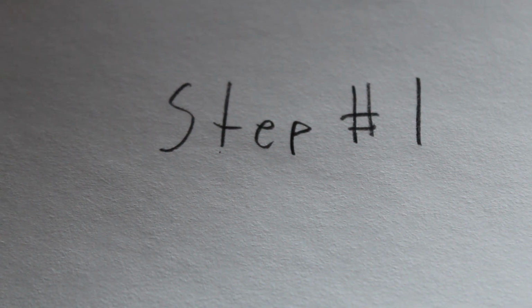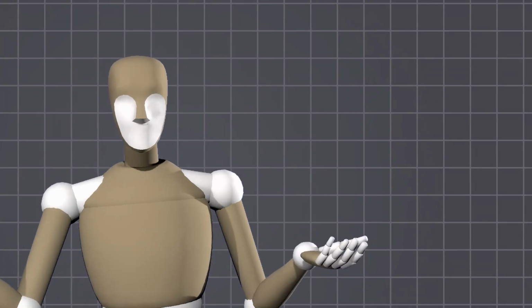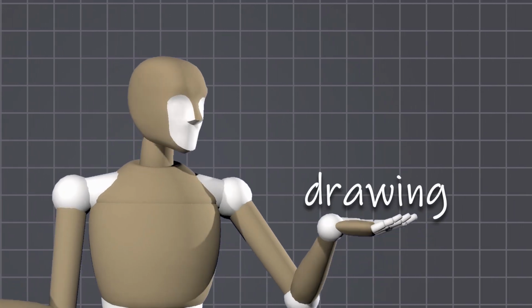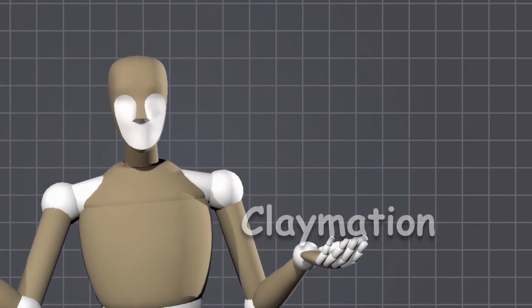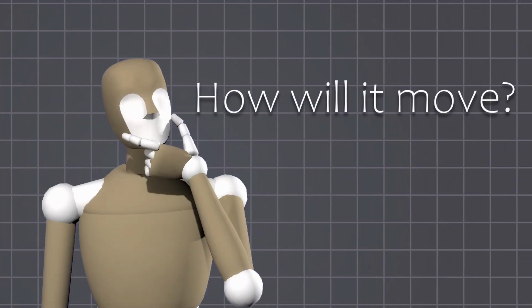Step one is basically just what you want to animate, whether that be a drawing, a model, a lump of clay, whatever. Now that we have what we want to animate, we need to understand how it moves and how we want it to move.